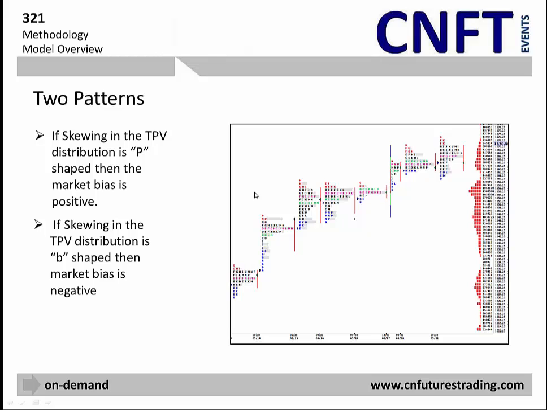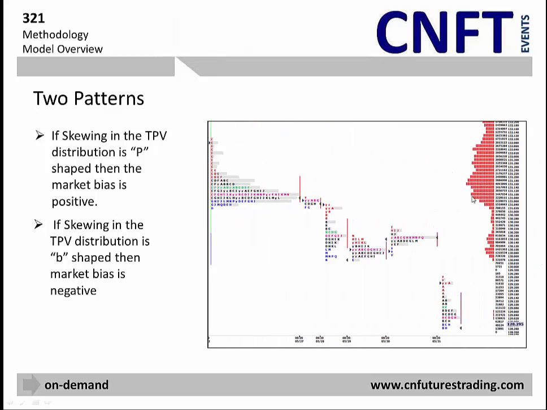If the skewing in a distribution is B-shaped, then the market's bias is to the downside or negative. And once again, you'll see you've got a pretty pronounced B. This is a B. This is a B. And if you put all 3 of these together, it's a great big B. And then the market does break and head lower. So we come into the market really knowing whether we want to be long or short for the next trading day or whatever period we choose to trade. And that information comes from the skewing in these distributions. So that's our 2 patterns.